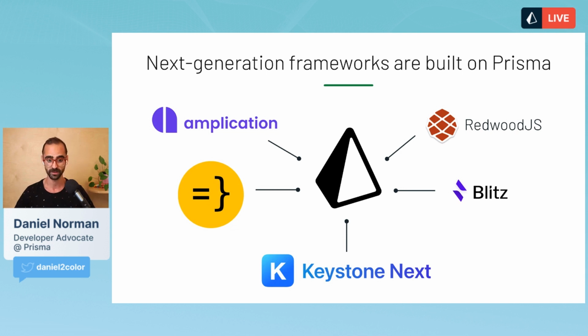You have Blitz, which is a full stack framework based on React that also does away with the API layer, essentially giving you a way to make calls directly from your front end to back end without having to think about the whole API layer. You have Keystone.js, a headless CMS that also uses Prisma under the hood. Application, which is a toolset for building full stack apps based on React and Nest.js. And finally, Wasp, which is a DSL for developing full stack web apps with React.